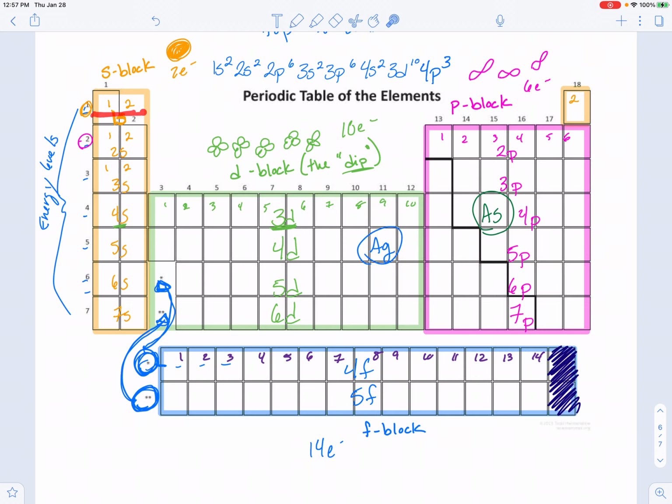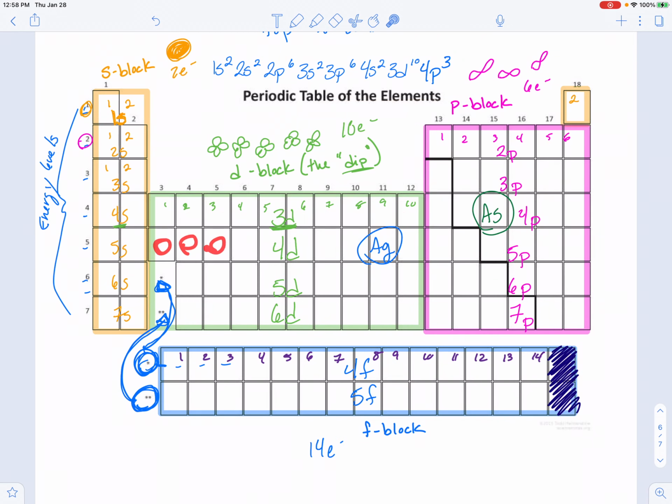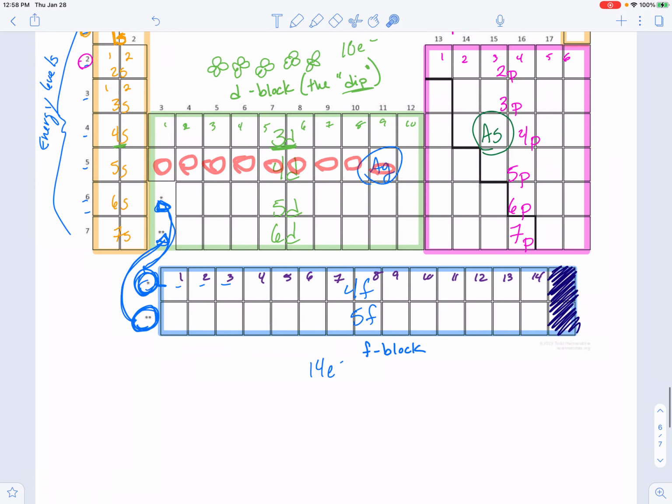So it's going to be 1s2, 2s2, 2p6, 3s2, 3p6, 4s2, 3d10, 4p6, 5s2, 4d, and then I'm just going to go to silver. So 4d1, 4d2, 4d3, 4d4, 4d5, 4d6, 4d7, 4d8, 4d9. Sounds funny.